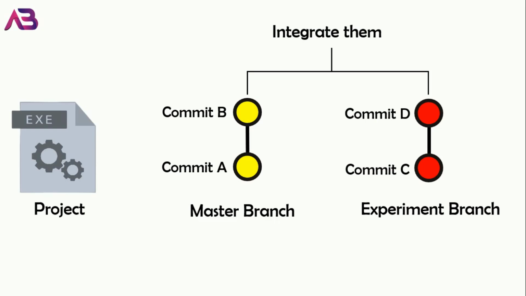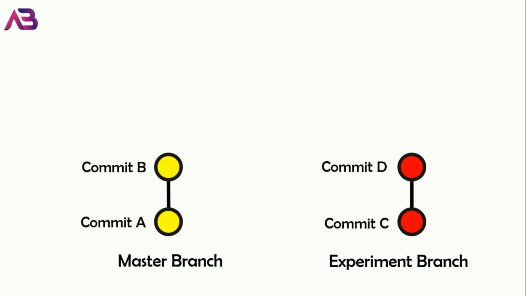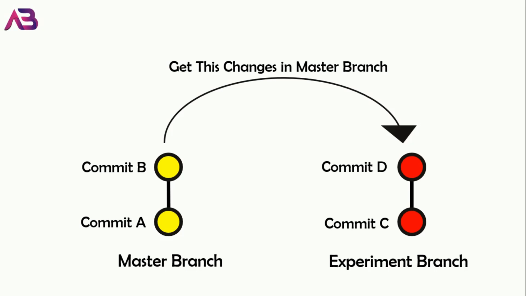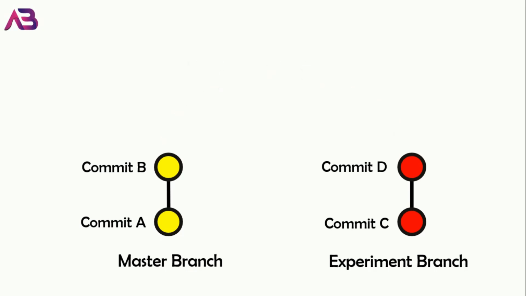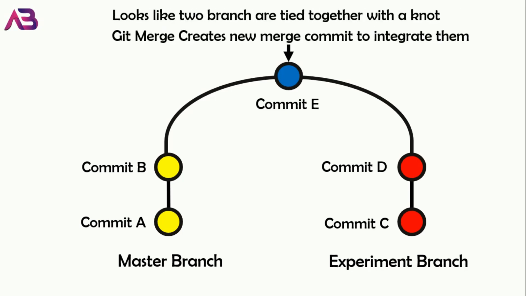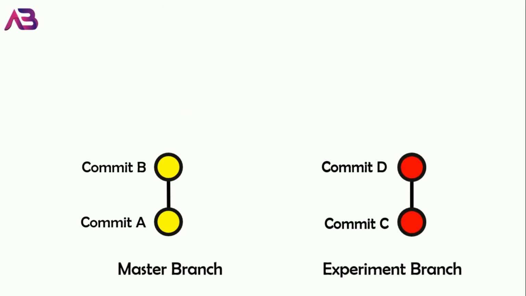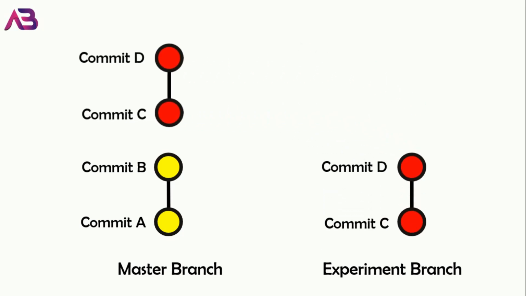Let's understand with an example. Picture this, you have got your master branch and your experiment branch. You have made some commits on experiment branch and now you want to bring those changes into master branch. So instead of the git merge, where git creates a new merge commit, rebasing allows you to apply the changes from experiment onto master, as if they were made directly on the master branch. It's like rewriting history to make it cleaner and more linear.